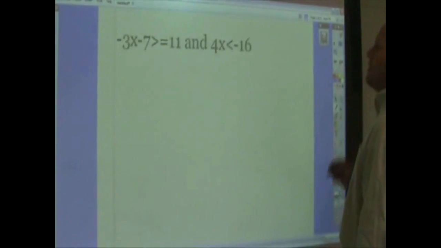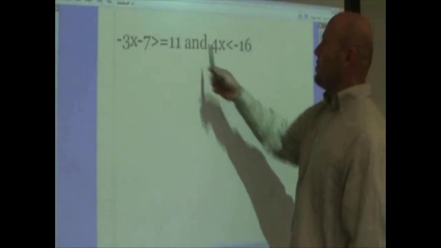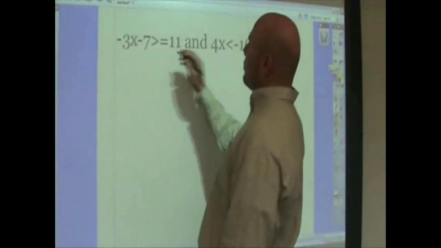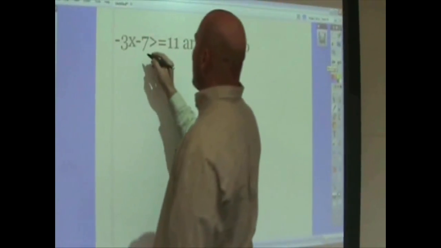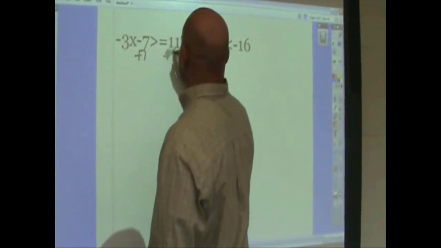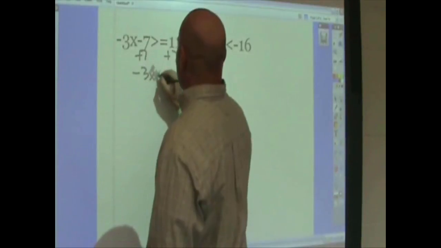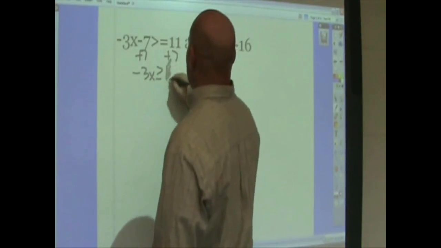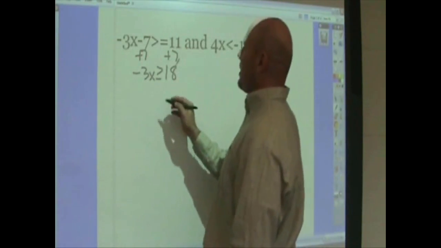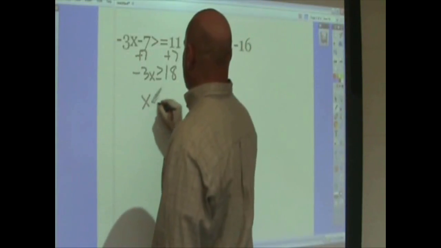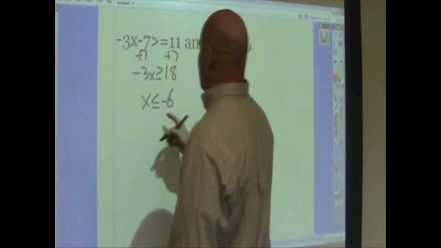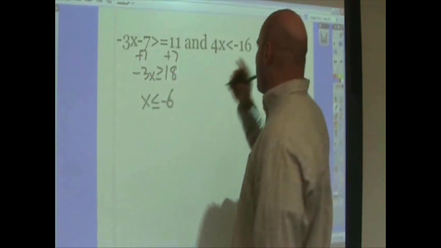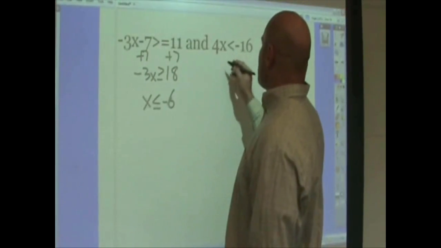All right. Second example, I switched to an "and" this time. I'm going to ignore the "and" for a second and just solve what I have. So I'm going to add 7 to both sides. So I get negative 3x is greater than or equal to 18. I'm going to divide both sides by negative 3. So x is less than or equal to negative 6. Notice I switched my inequality sign.